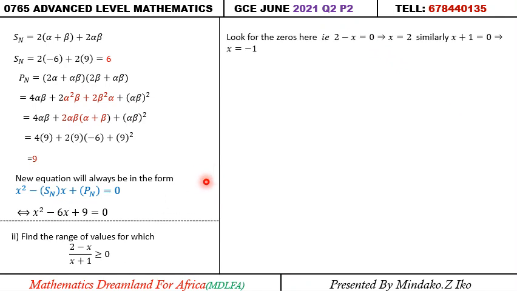All right, so questions of this nature, just look for the zeros. Looking for the zeros means you take what is in the numerator, equate it to 0, and then look for the value of x. Similarly, take what is in the denominator, equate it to 0, then look for the value of x. Notice that these are the critical values. So hence x equals 2 and x equals -1 are the critical values.